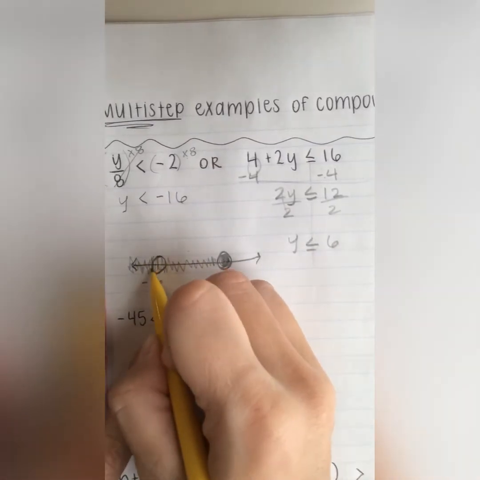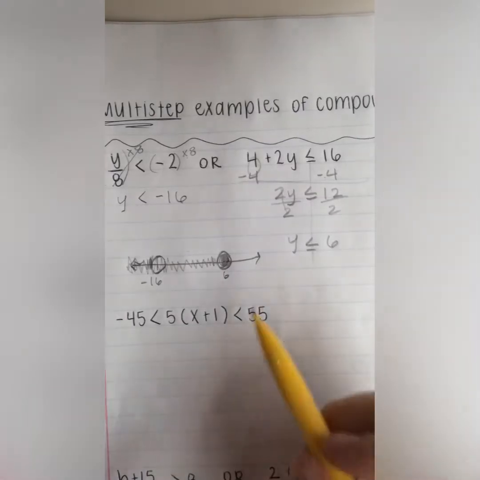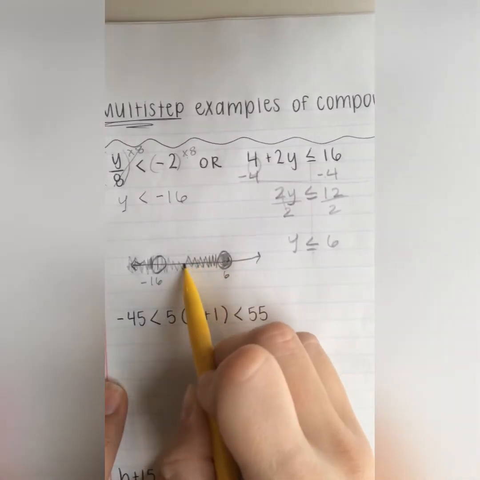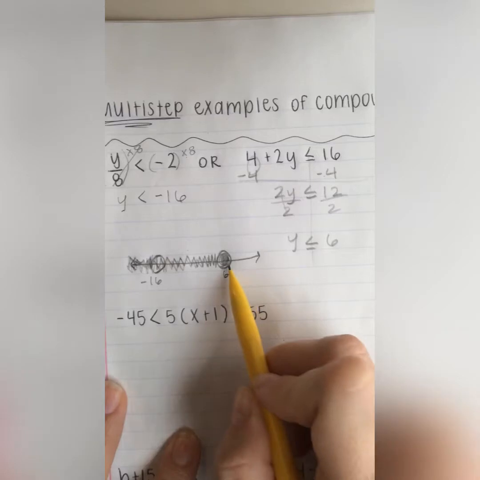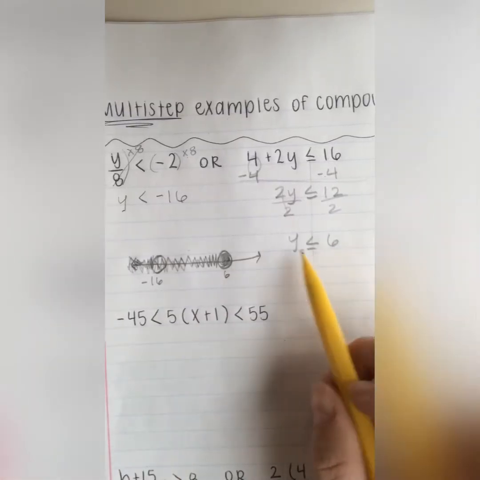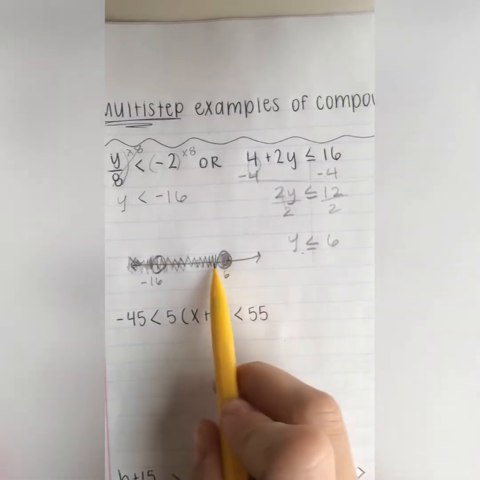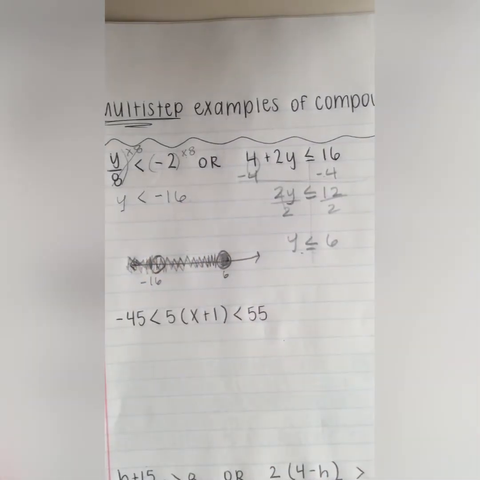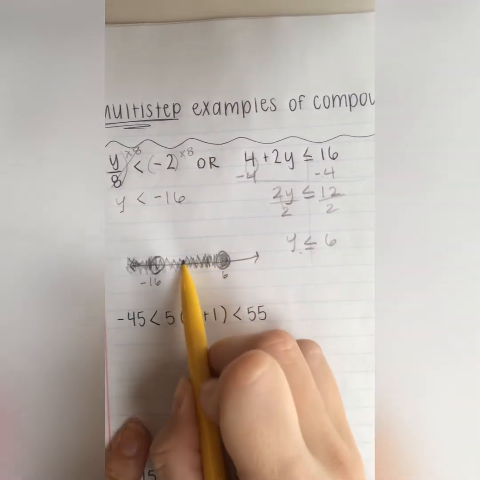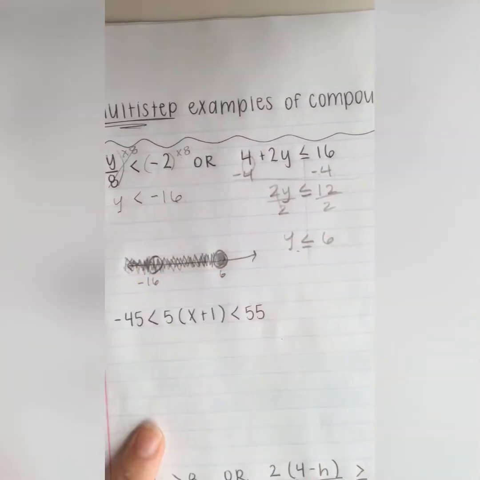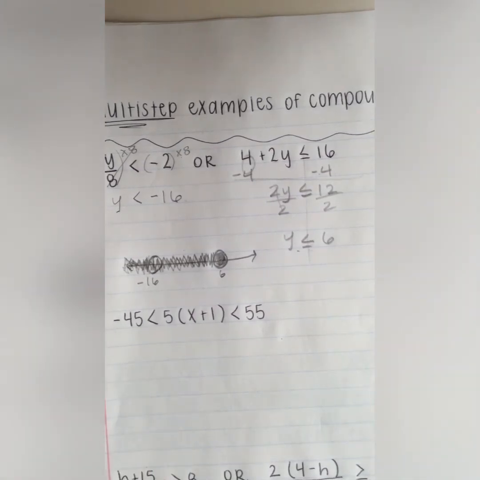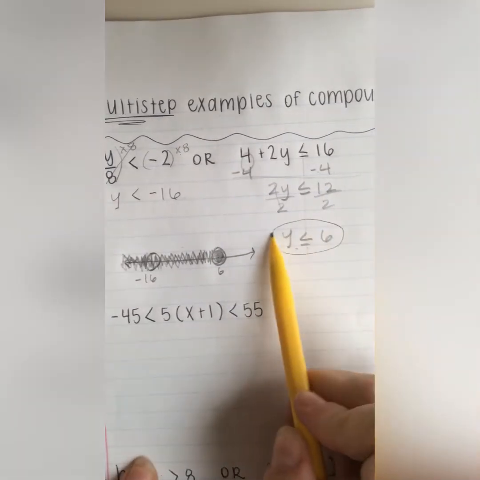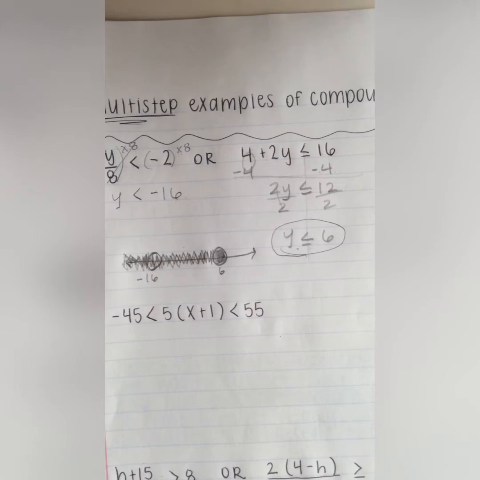So if you notice, we ended up overlapping the part from earlier. Anything less than or equal to 6 covered everything that was less than negative 16 also, right? So really, this is what our graph looks like. If you remember, with or, any shaded part is our solution. So really this one inequality takes care of both.